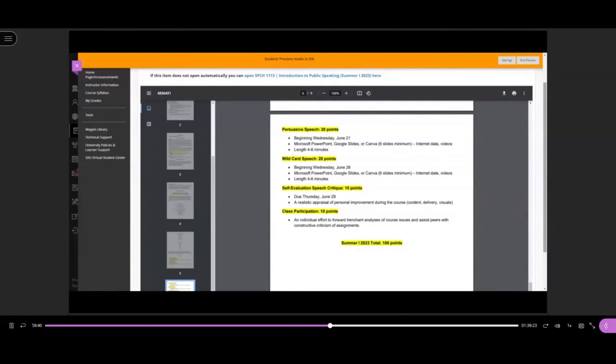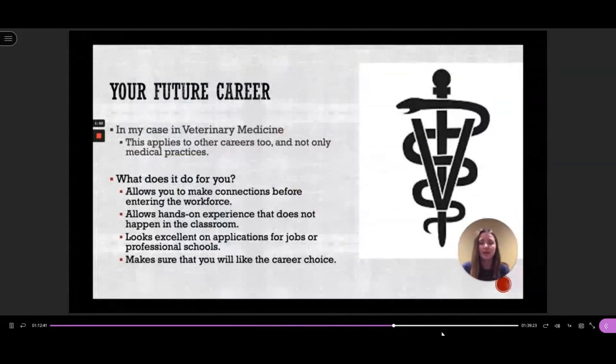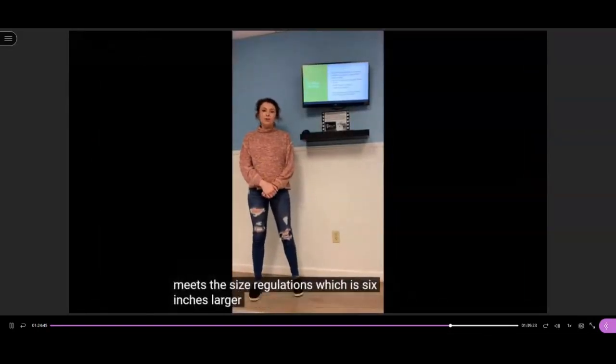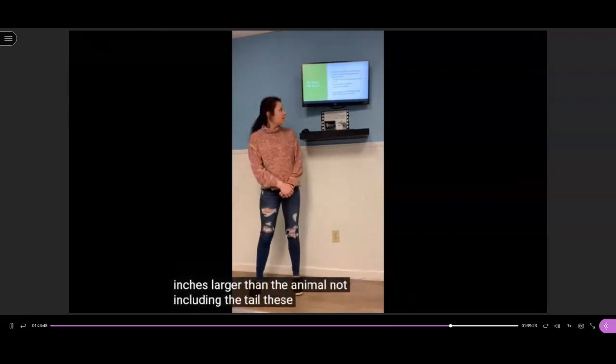If you want to incorporate some type of video clip as how to do all of those things, and in the future it'll be easier for me to continue my education rather than having to relearn or learn for the first time when I'm out of college those basic tasks. It looks really good on applications for jobs when you get out of college and professional schools if you're going to a professional school. As long as that kennel meets the size regulations, which is 6 inches larger than the animal, not including the tail.